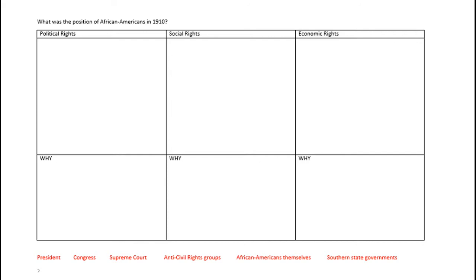So in a moment, pause this, have a go at jotting down what you can remember about what the position of African Americans was in terms of political, social and economic rights. Think about why they were in that position. Do it from memory first of all, and then if you get stuck on pages 3, 4 and 5, you will find the revision note template overviews to help you fill in any gaps that you can't remember. So pause me and off you go.